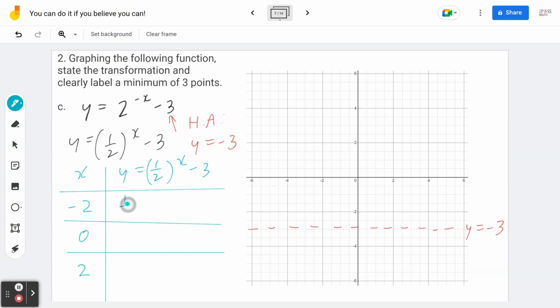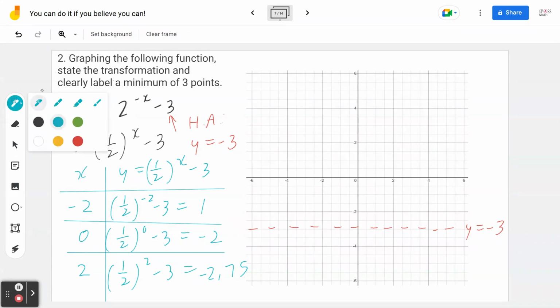So in that scenario, you can say half to the power of -2 minus 3 equals 2. Again, that's going to be equal to 1. So half to the power of -2 minus 3, that's going to be 1. If you plug in 0 in this case, that's going to be 1 minus 3, that's going to be -2. And of course, if you plug in 2, that's half to the power of 2 minus 3. We will get a decimal, and that's okay, by the way. That's going to be -2.75.